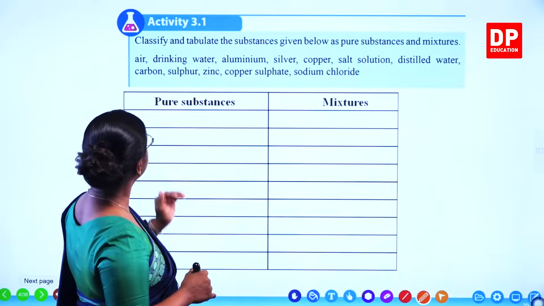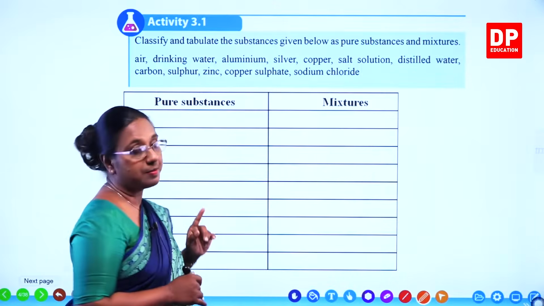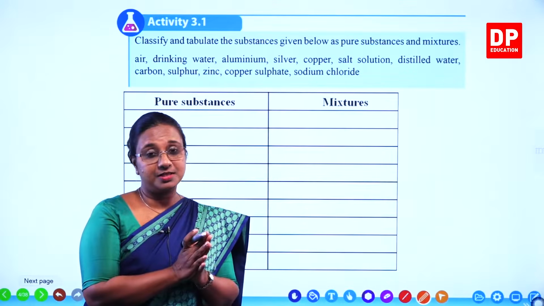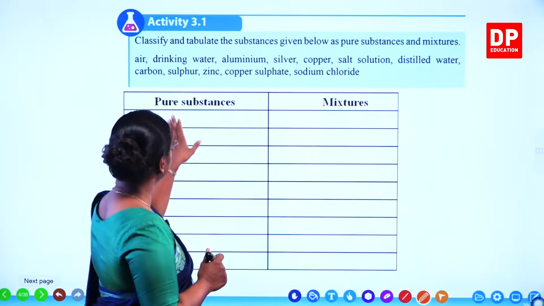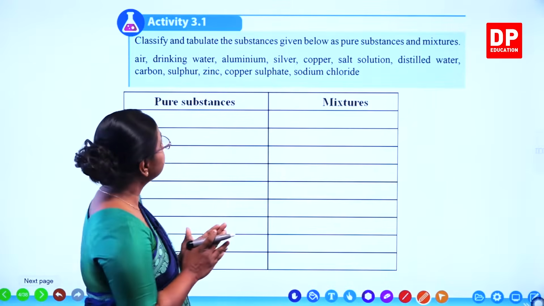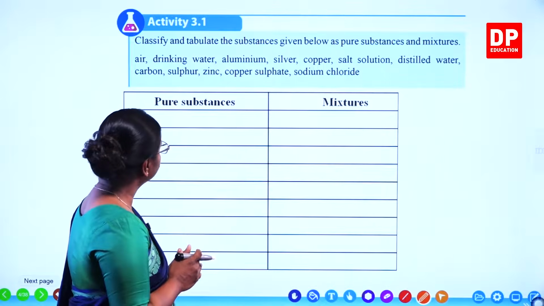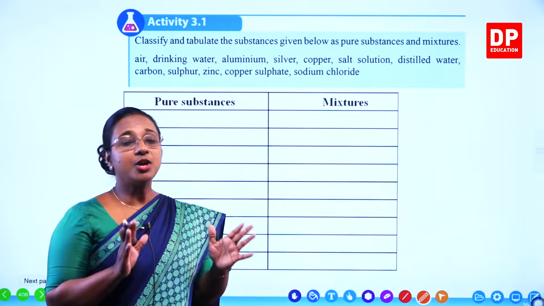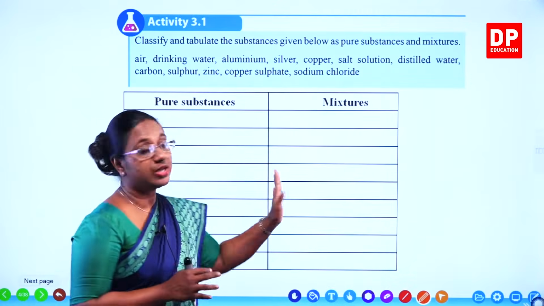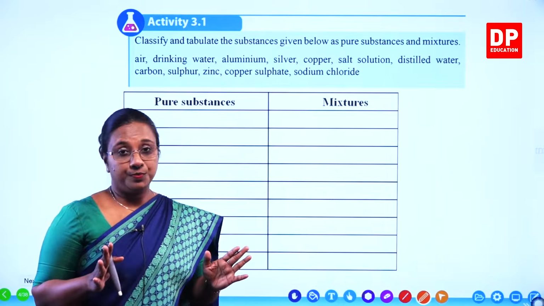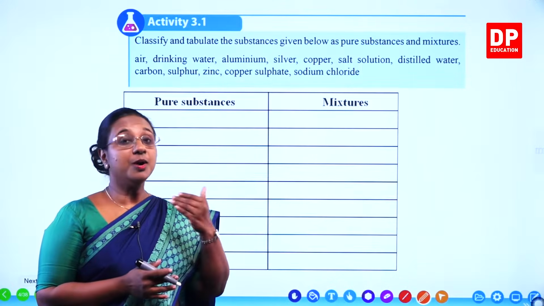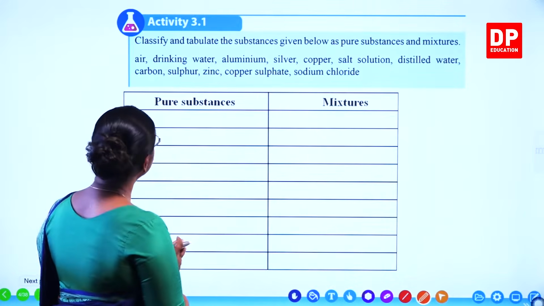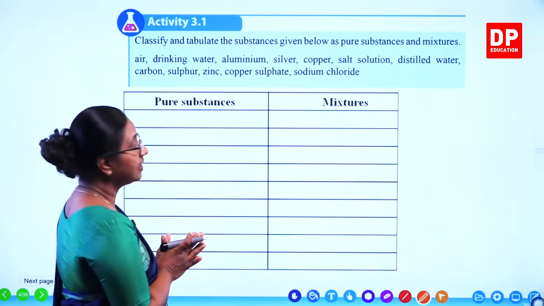For example, let's say if you take something like carbon. Now, carbon, you are familiar with that, you know it is just one substance. So, you can identify it as a pure substance. But say something like water or let's say air. From the name only, can you all identify whether it's a pure substance or mixture? No. You need to understand their properties. So, that is what we have to do here. So, let's look at each of these substances given.